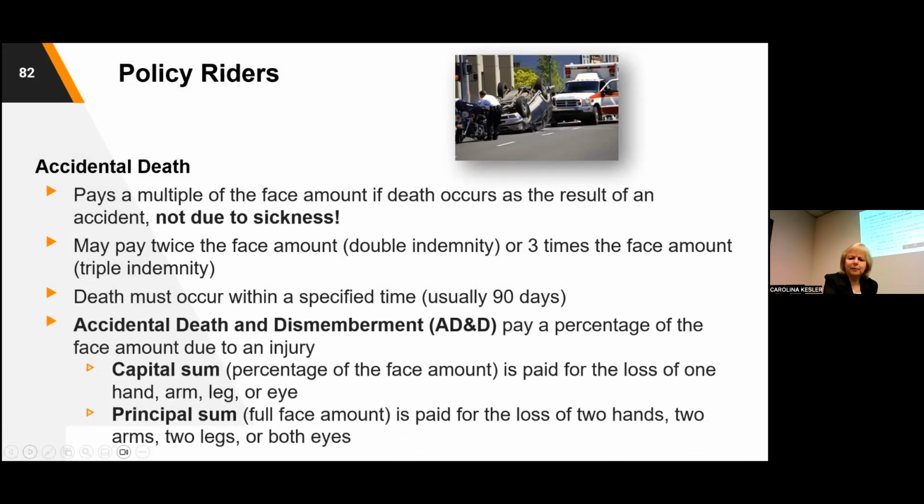The accidental death and dismemberment, AD&D, would pay a percentage of the face amount due to an injury. So a capital sum, a percentage of the face amount, is paid for the loss of one hand, arm, leg, or eye, or the full face amount if you lost both hands, both eyes, right? Both legs.